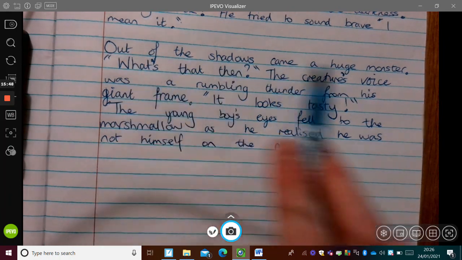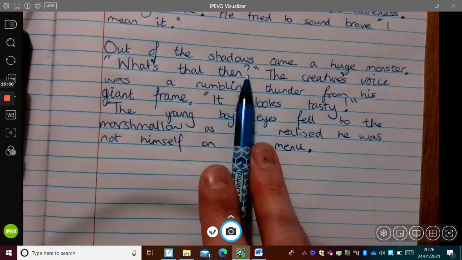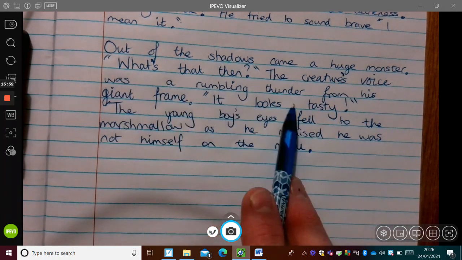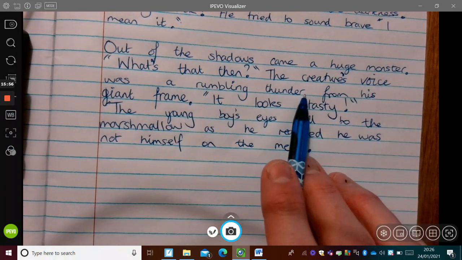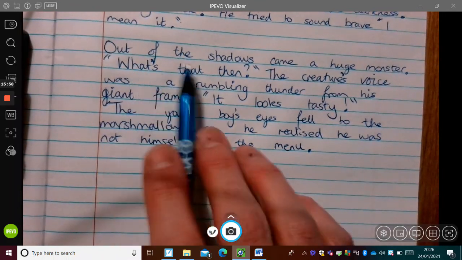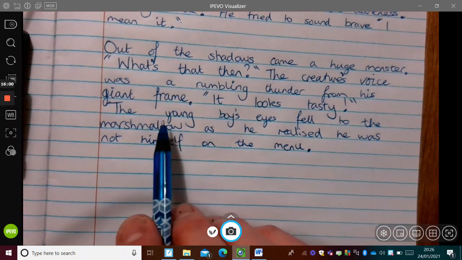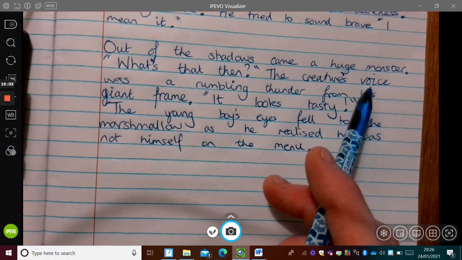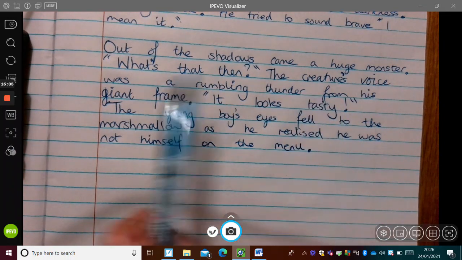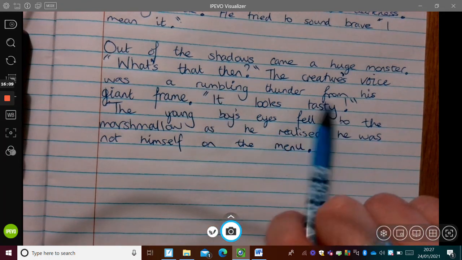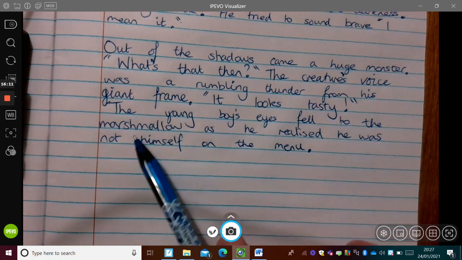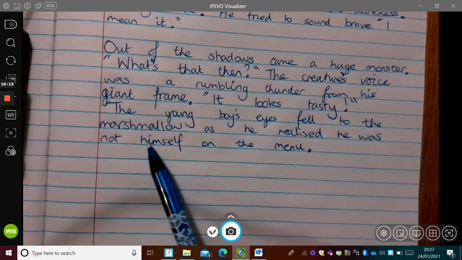So just a short description and then, "What's that then?" The creature's voice was a rumbling thunder from his giant frame. Now here I've really focused on some characterization. I've not said, "What's that then?" said the monster. I've given some more detail about the creature's voice. I've said about his giant frame. I've said about his huge size. "It looks tasty." The young boy's eyes fell to the marshmallow as he realized he was not himself on the menu. So there's the starting point.